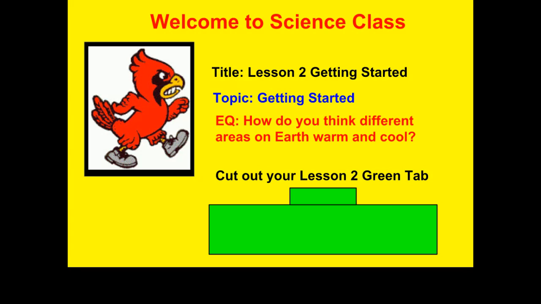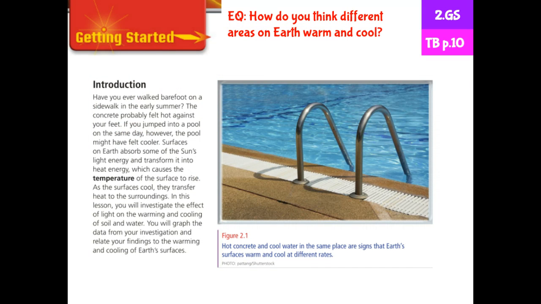Our essential question is, how do you think different areas on Earth warm and cool? And since we're starting lesson 2, you're going to cut out the lesson 2 green tab, just like you did for lesson 1, and we'll be taping that in and preparing those pages. Your introduction for lesson 2 goes like this.